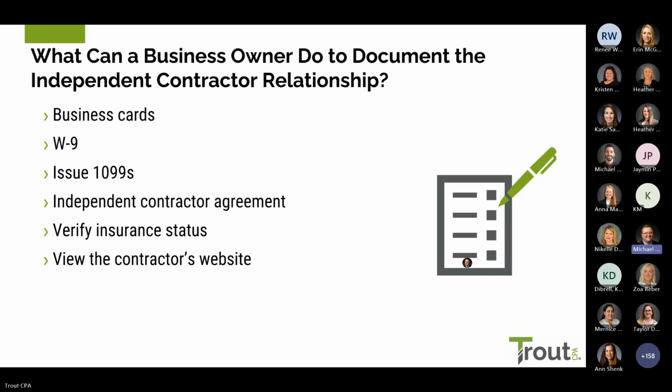The other way a business can protect themselves is through documentation. I think I've said this a few times now, that documentation is incredibly important in protecting yourself from these misclassification audits or from an independent contractor asserting that they are actually an employee.